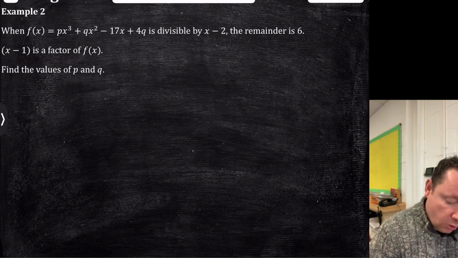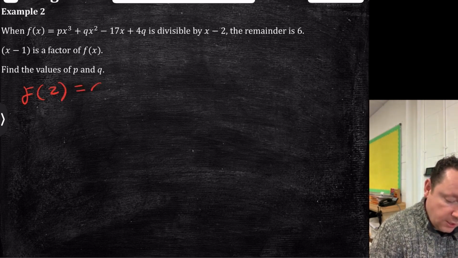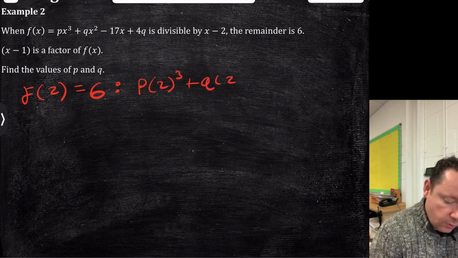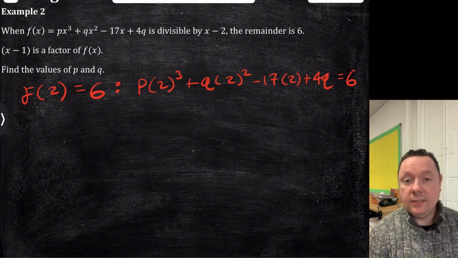So let's use the first option, x minus 2. When it's divisible, x minus 2 is going to 6. That means that f of 2 is equal to 6. So we can just sub that in. We've got p times 2 cubed plus q times 2 squared minus 17 times 2 plus 4 times q equals 6. There's our first thing. Now we can just tidy that up.